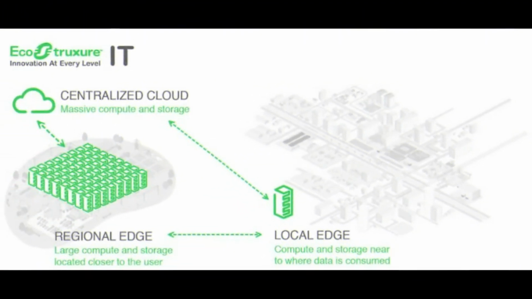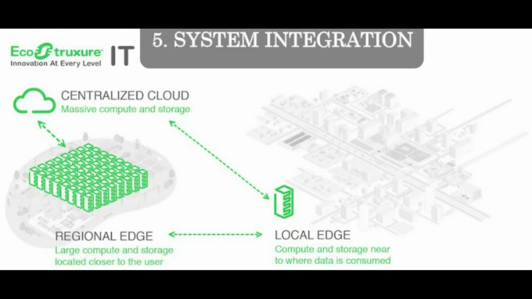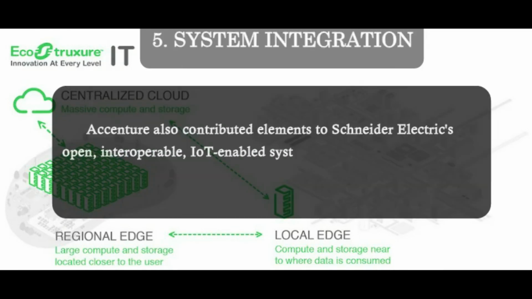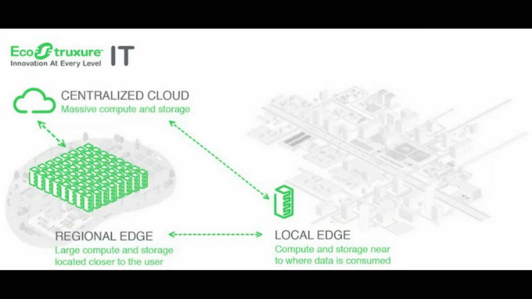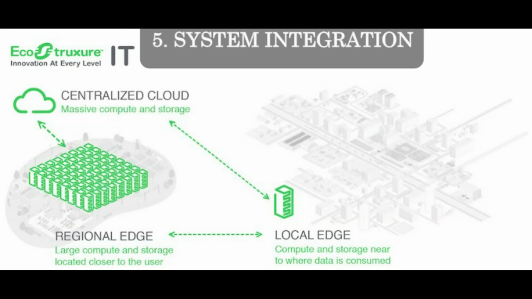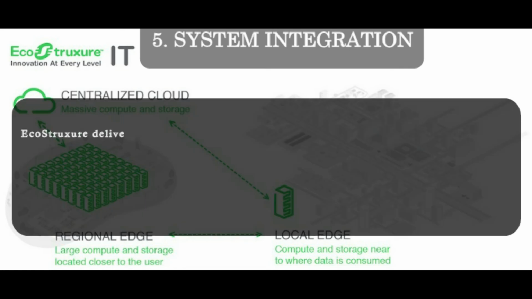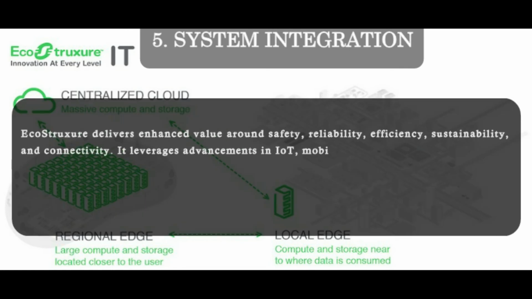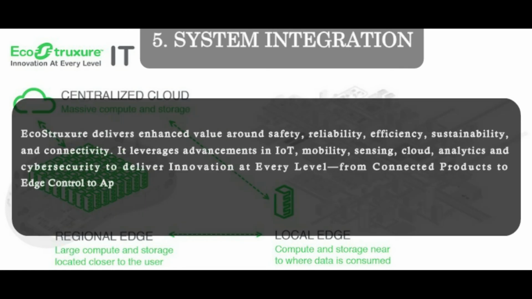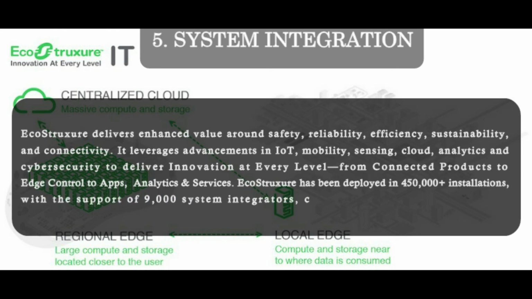Number 5 is through system integration. For example, the sensor also contributes elements to Schneider Electric to perform the EcoStruxure. EcoStruxure is a system integrator to deliver enhanced value around safety, reliability, efficiency, sustainability, and connectivity. System integration is a process commonly implemented in the fields of engineering and information technology. It involves the combination of various computing systems and software packages in order to create a larger system.